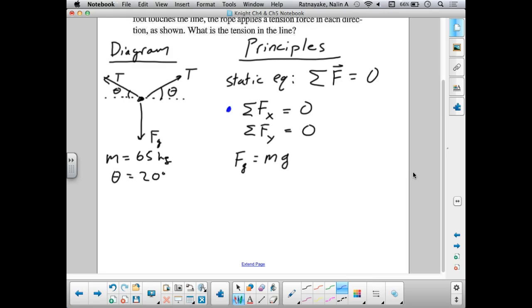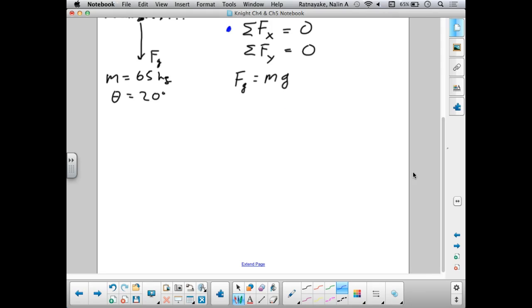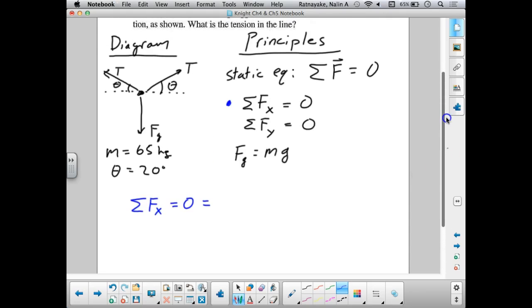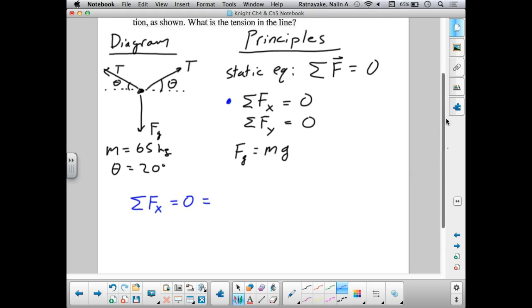And I'm going to do the x direction, the horizontal direction, in blue. Let's make a statement about the sum of the forces in the x direction. We know it should end up equaling zero. And if I add up all my forces, let's see, I've got the tension force over here can be split into Tx. And it looks like this is also Tx. And let's do the y direction in red so we can keep it separate. Here's Ty, and here's Ty.